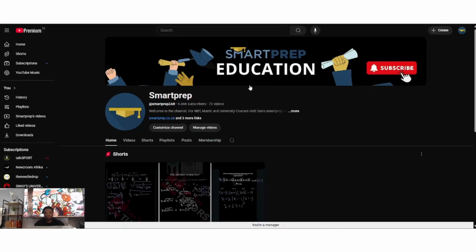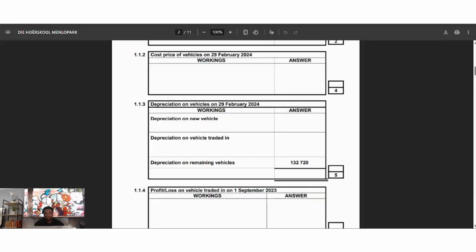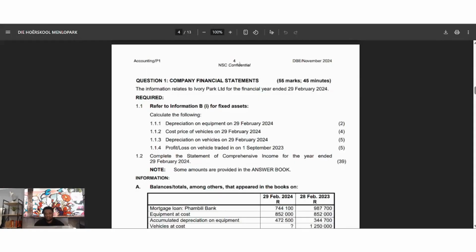So today we are looking at a November 2024 paper. In this video we're going to be specifically looking at question 1, and then in the next video we're going to look at the rest of the other questions. Question 1 here is focusing on financial statements. There's a substantial amount of marks, basically a third of the paper. It's 55 marks, 45 minutes. And we have the following questions to answer.